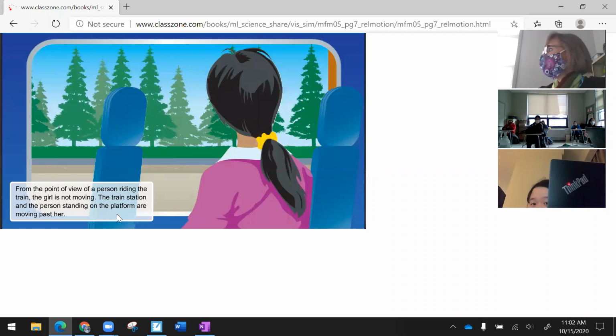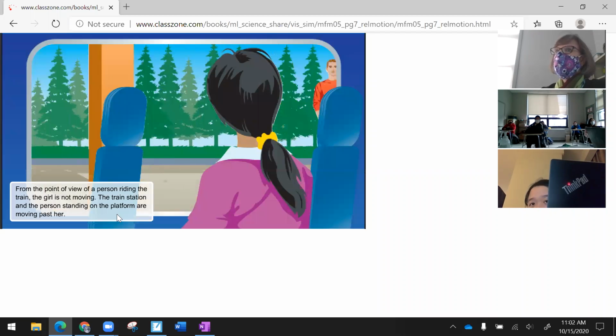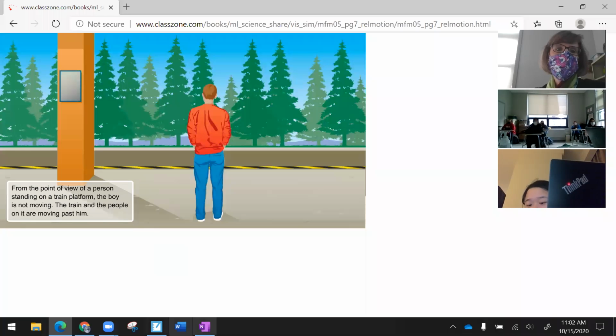However, if I flip it and now I'm a person in the train, it looks like the platform, the station, and the person standing on it is moving. But the person sitting next to me on the train, they're not moving. And I don't feel like I'm moving because everything around me is moving with me. And that may have been all there was.